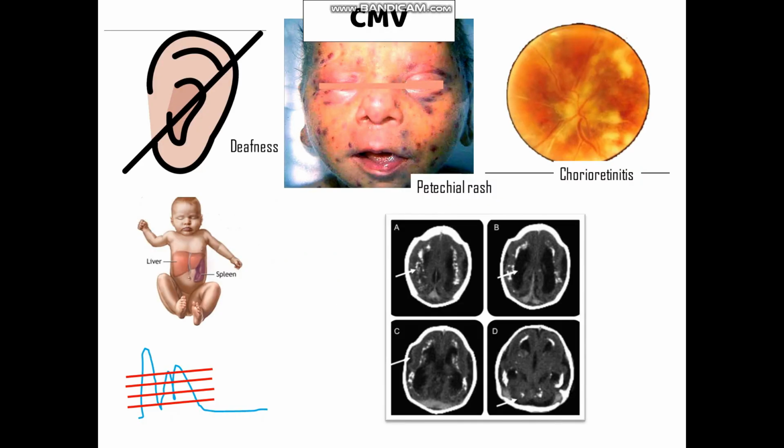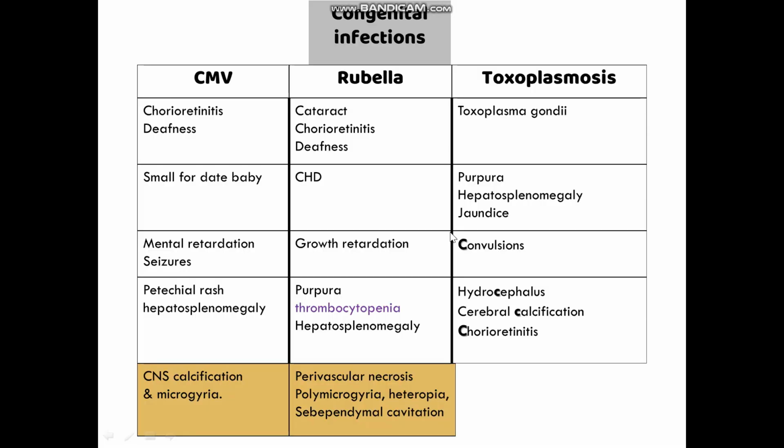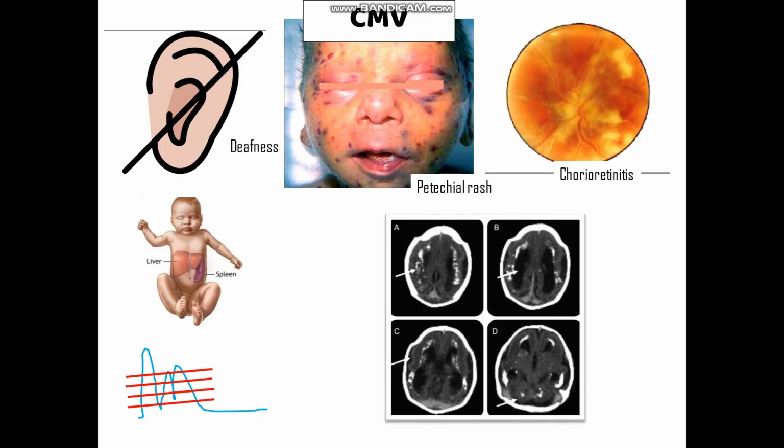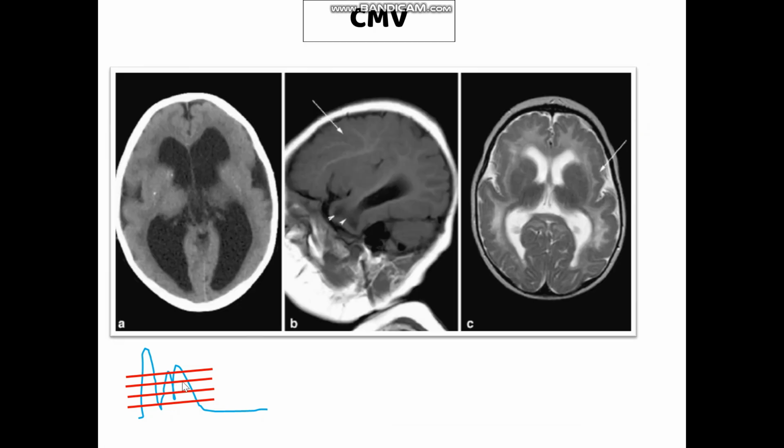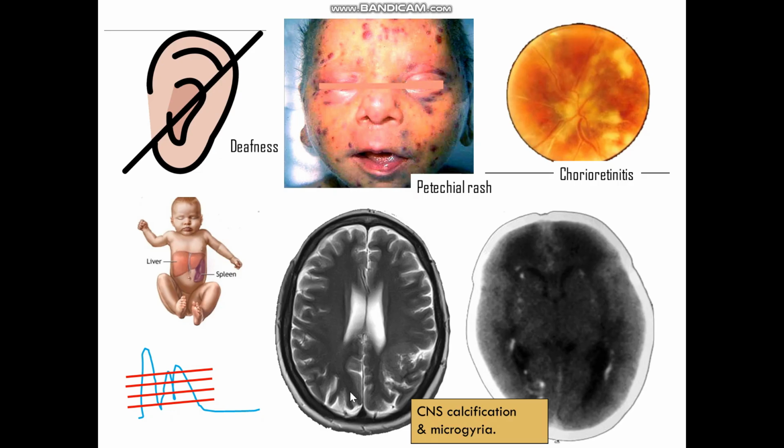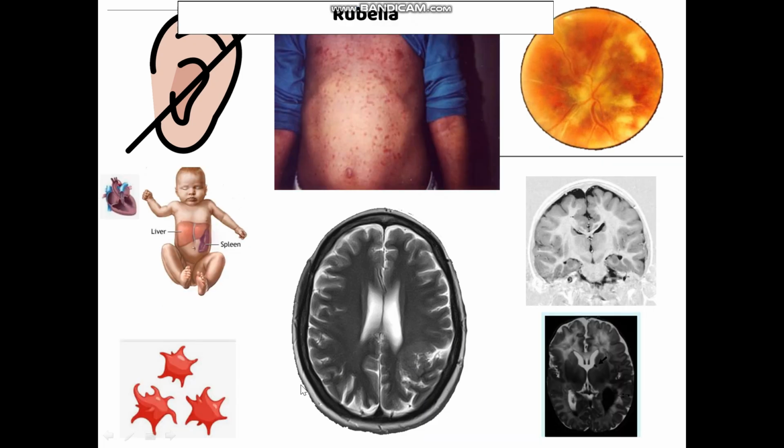Here we come to the congenital infections that can lead to secondary microcephaly. First of all, we come to cytomegalovirus. These congenital infections do not only cause microcephaly, they can cause other manifestations as we can see here. Starting with cytomegalovirus, it can also cause chorioretinitis, petechial rash, deafness, hepatosplenomegaly, seizure disorders, as well as the specific neurological manifestations, which are CNS calcification and microgyria, as we can see in this picture.